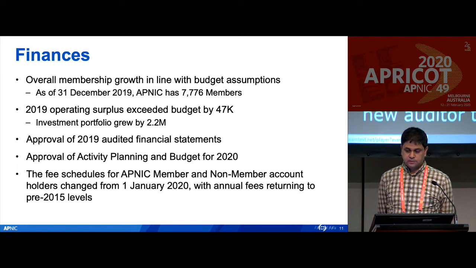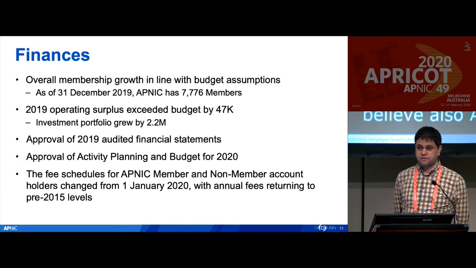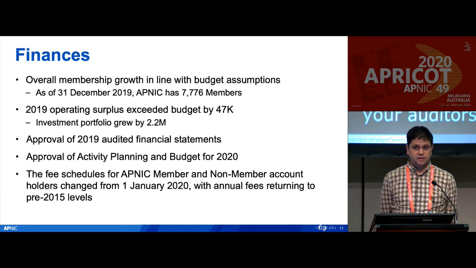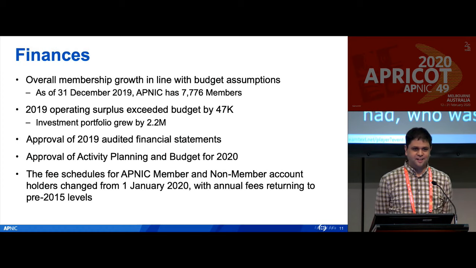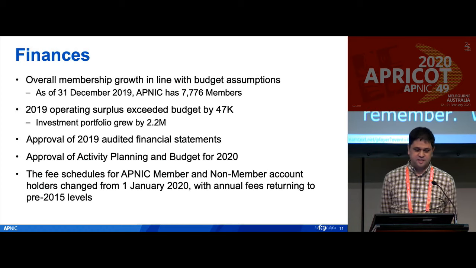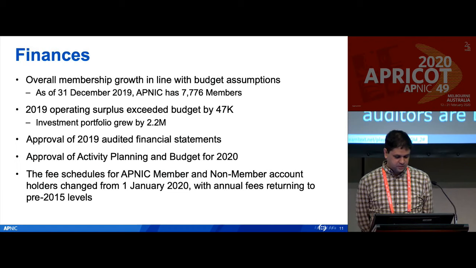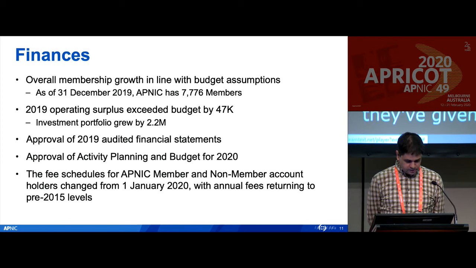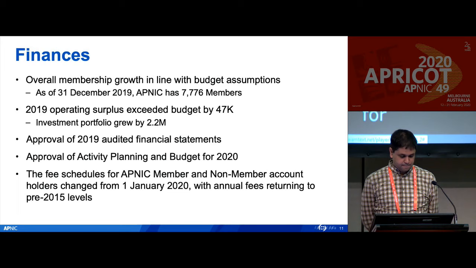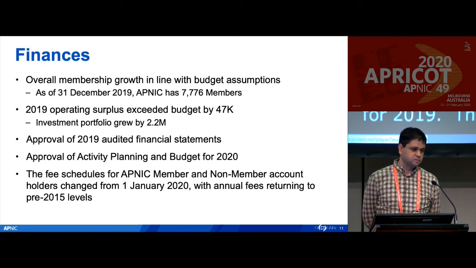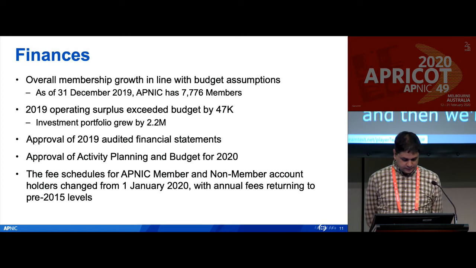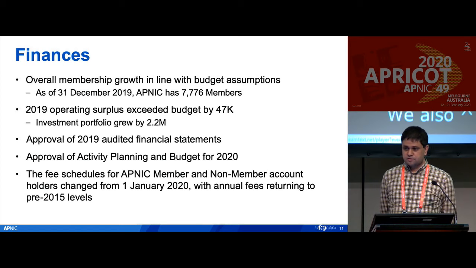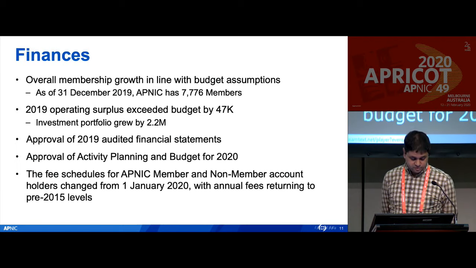It's best practice, and I believe also Australian law, that you need to change your auditors every 5 years. So previously, who was our previous auditors? Now I don't remember. We changed our auditors. Now the new auditors are Deloitte, and they've given us the audit report. And that is done for 2019. And they will serve us for another 5 years, and then we'll have to look for another auditor again. We also approved the activity planning and budget for 2020 earlier this week, and that should be available for you soon.